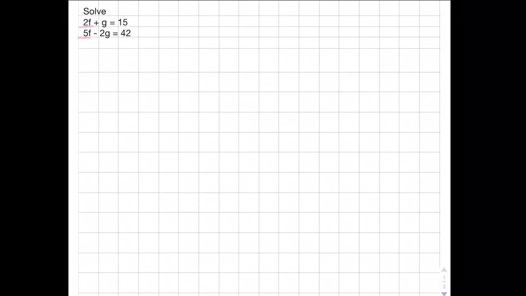So for my first line, I'll take the 5 that I had from the bottom, so this 5 here, and I'll multiply everything on the top by that 5.